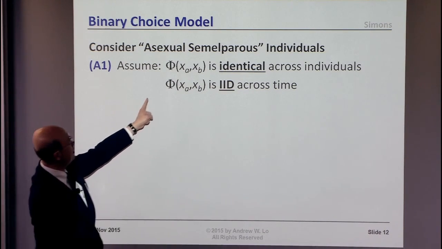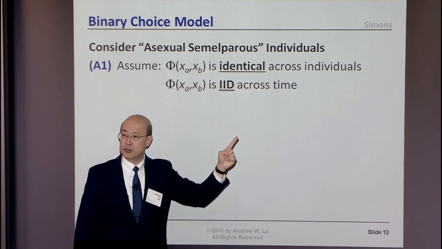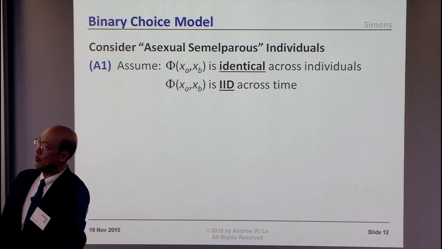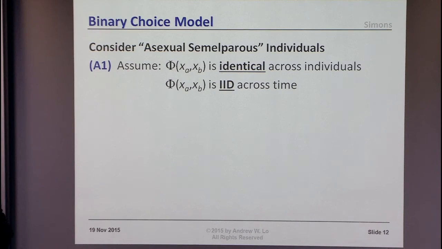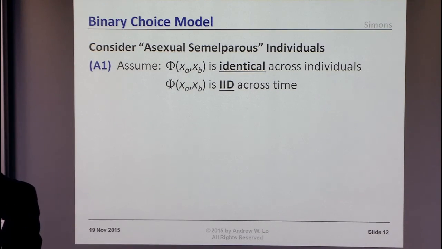So I'm going to assume that this distribution is identical across individuals, but over time, the next generation gets their own draw of XA, XB. So statistically, it's independent over time, but it's perfectly dependent cross-sectionally within a given generation.